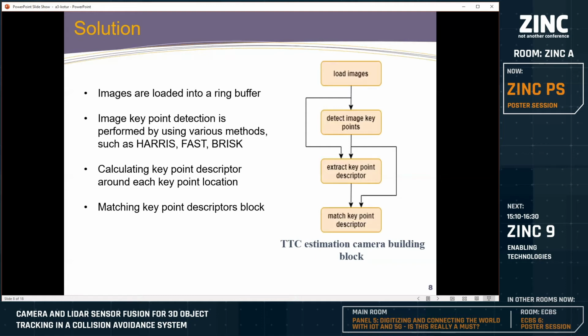The output of this block is a set of descriptors, and those descriptors represent input for the last building block, which is called match key point descriptors. This block also takes the set of key points, and based on those 2 inputs, it generates as the output a set of key point matches. This output represents, for 2 successive images, a number of key points which are found in one image, and then the corresponding partners in the successive image, based on which TTC can be calculated.